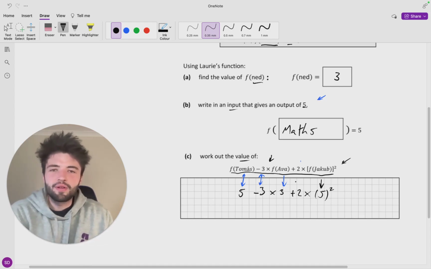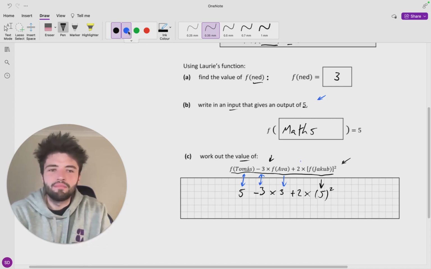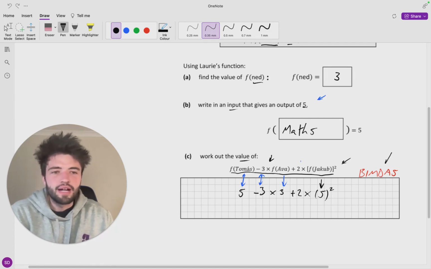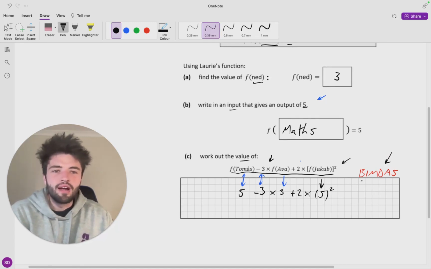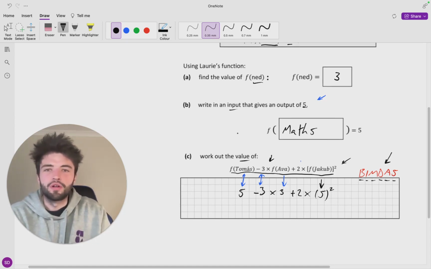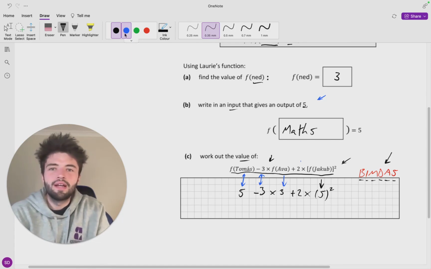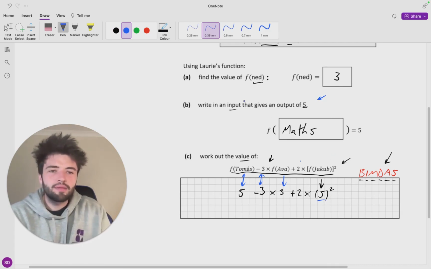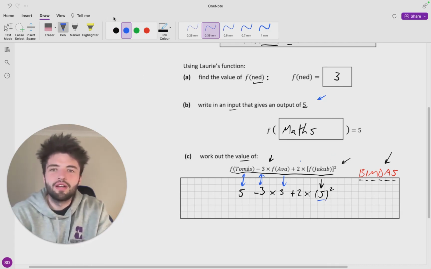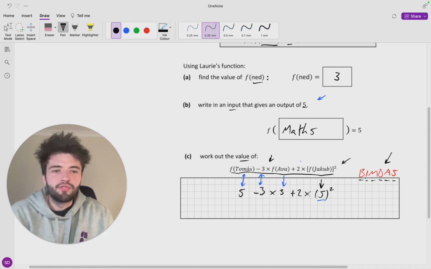And now this becomes an issue of once again using BIMDAS. BIMDAS is something that stands for our order of operations, or the order we do things in. In this case, we have brackets, indices, multiplication, division, addition, and subtraction. So we want to make sure we do that in the right order. The first thing we're going to look for across our expression is brackets. We do have brackets, but there's nothing going on inside our bracket because we just have the number 5, so that's fine.